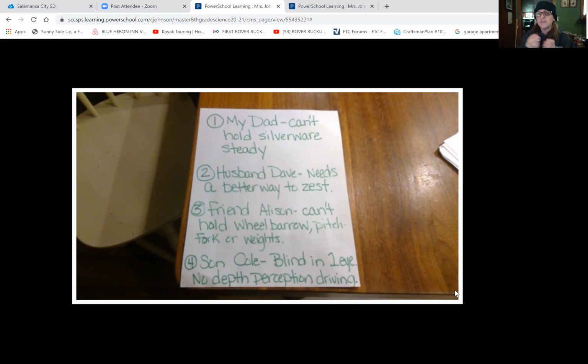He couldn't hold the silverware anymore. My husband, Dave, I know that this is a big time money issue for him. He needs to find a better way to zest oranges.